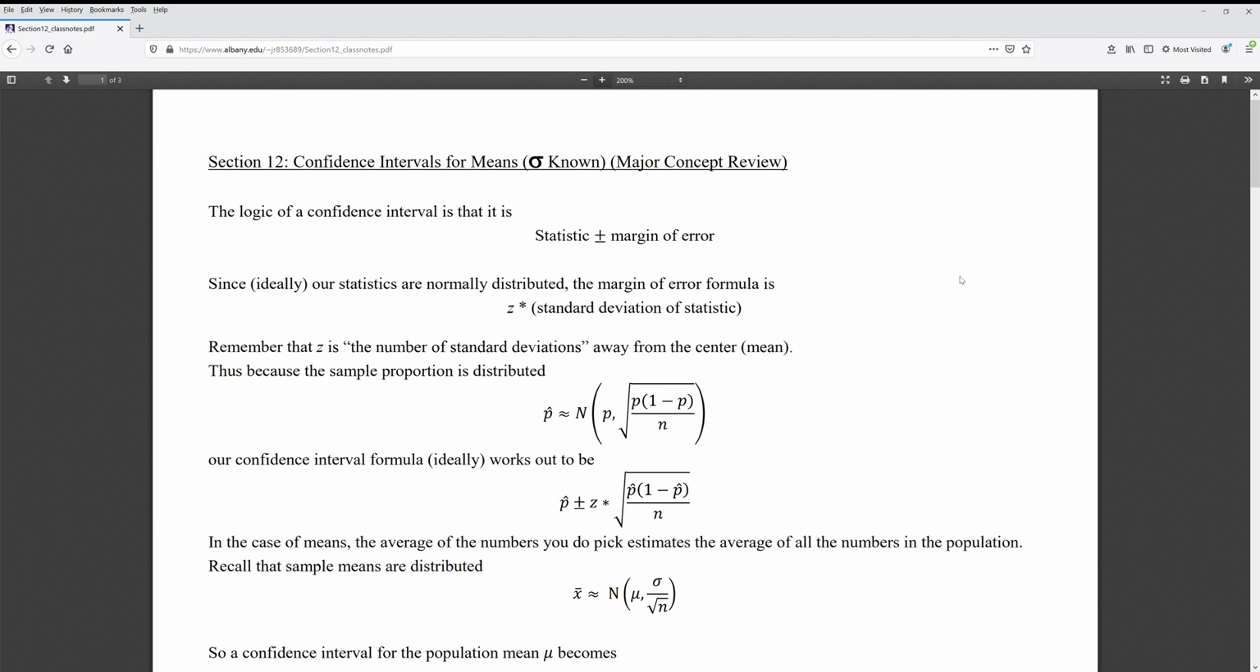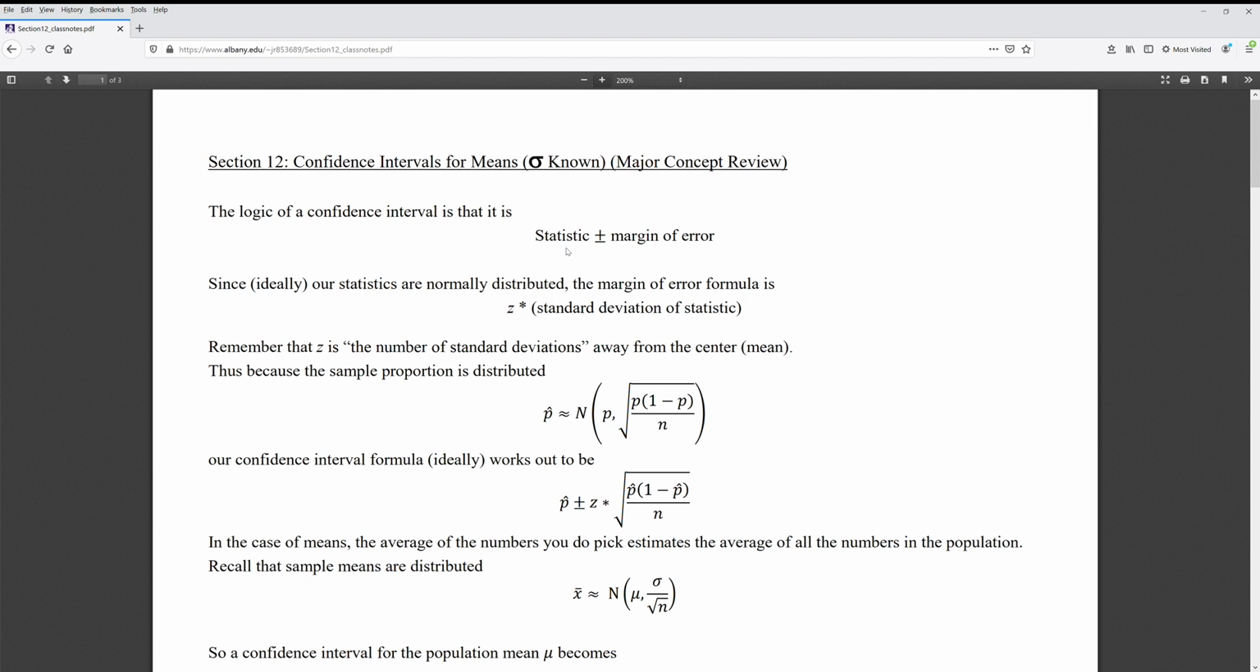So here goes. The logic of a confidence interval, as we saw in Section 10, the logic of any confidence interval is that it's statistic plus or minus margin of error. Now the statistic, as we saw in Sections 8 and 9, is typically normally distributed, although later on in the course that may get a little bit complicated. It's certainly true for the moment.